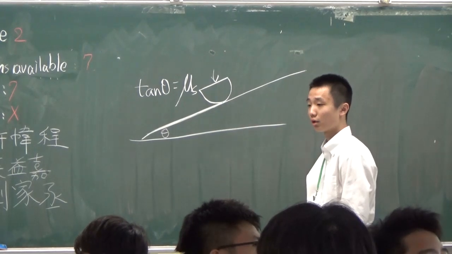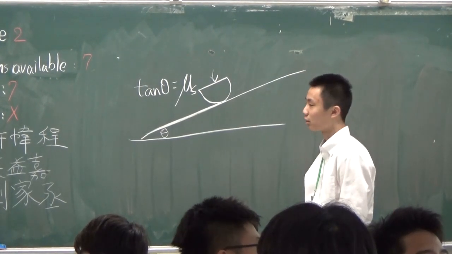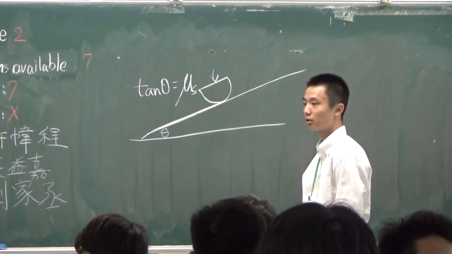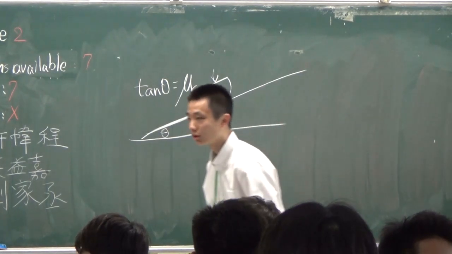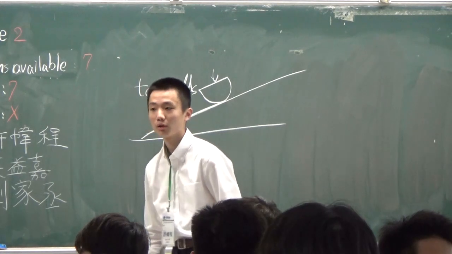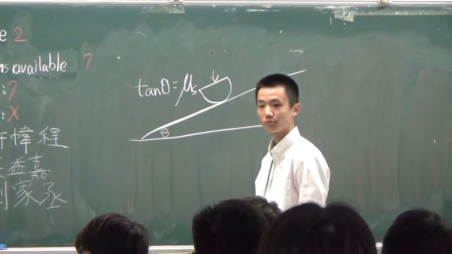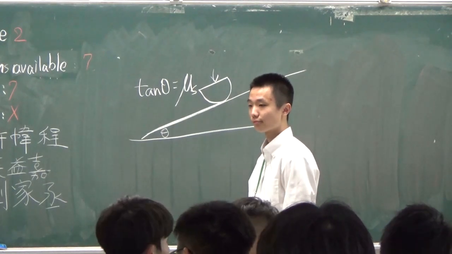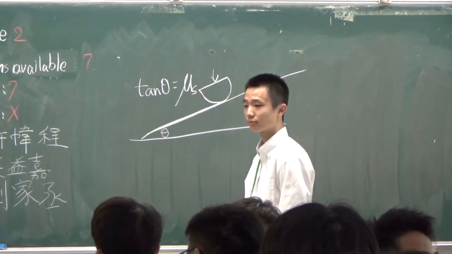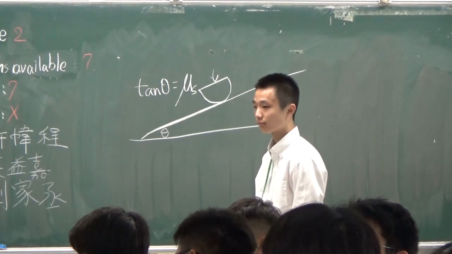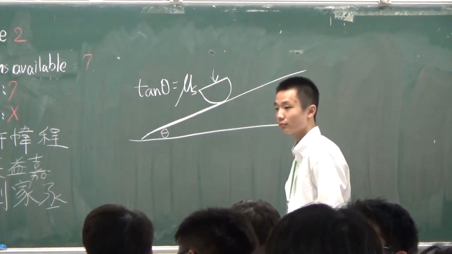You know, angle theta doesn't have any dimension. Coefficient of friction does have a dimension. I'm sorry, you got that. Am I right? Okay.